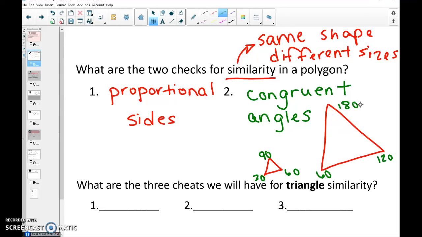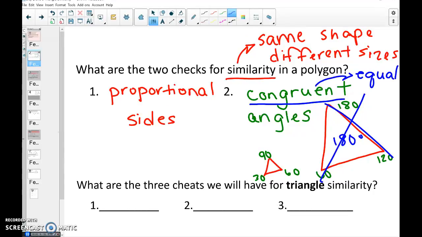Do you remember the rules that we had for angles in a triangle? What did they all have to add up to? 180. Well, obviously we have an issue because one of the angles alone is 180. So that scenario cannot work. They have to be congruent, which means equal.